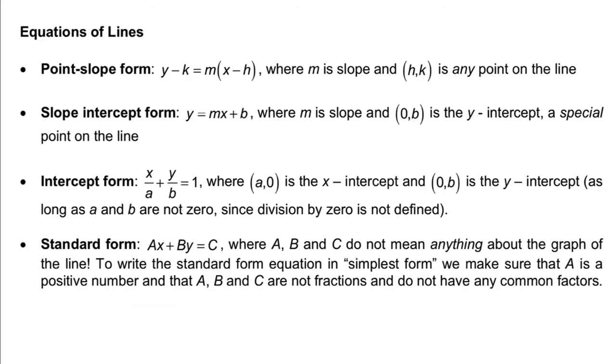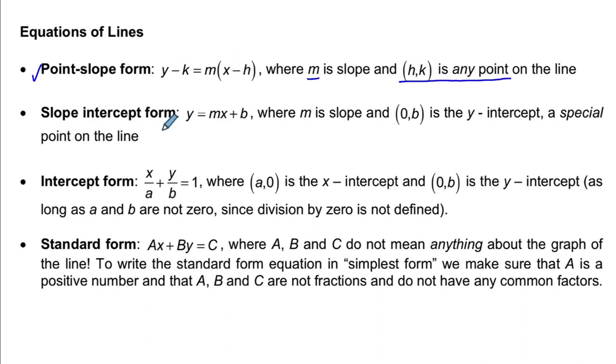The last thing that we'll take a look at are the various forms that we can write the equation of a line. If we have the slope and any point on the line, which we can call h comma k, we can use the point-slope form of a line. We sometimes write that as y minus y1 equals m times x minus x1. However, I don't like using subscripts, so I would like to replace x1 and y1 with h and k instead.